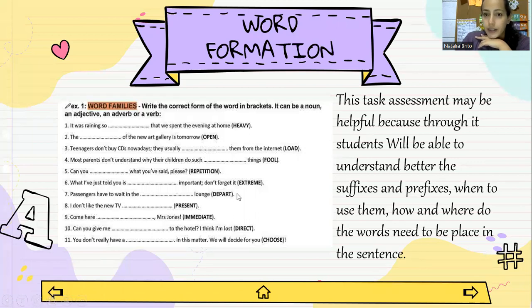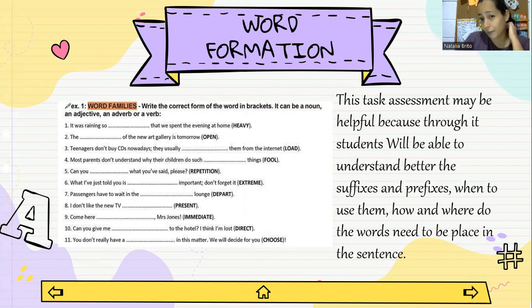And in the second activity, I have word formation. This is more complex than the previous example. In this activity, students have to be aware of suffixes and prefixes of the words and know when to use them and how and where the words need to be placed in the sentence.